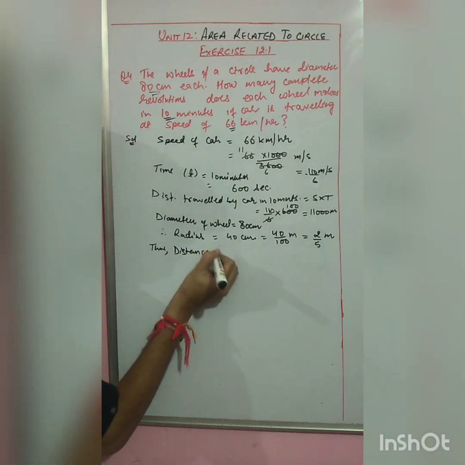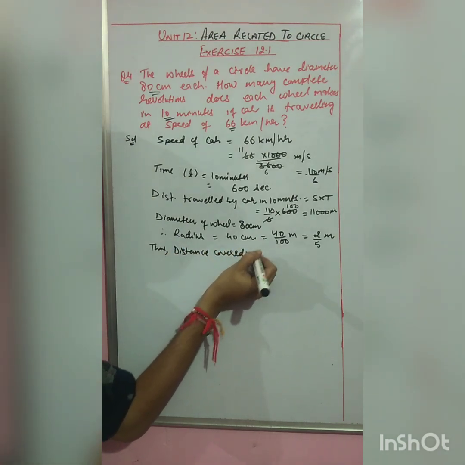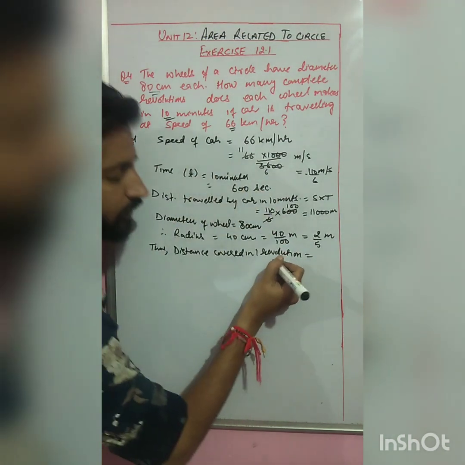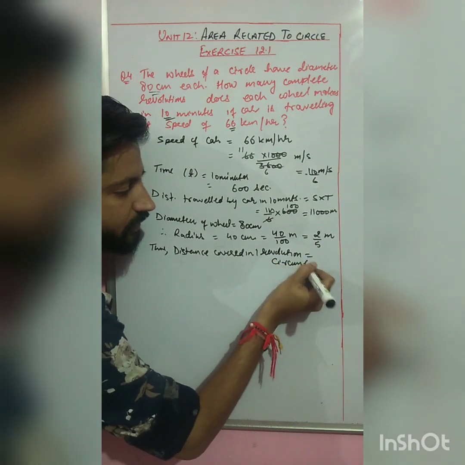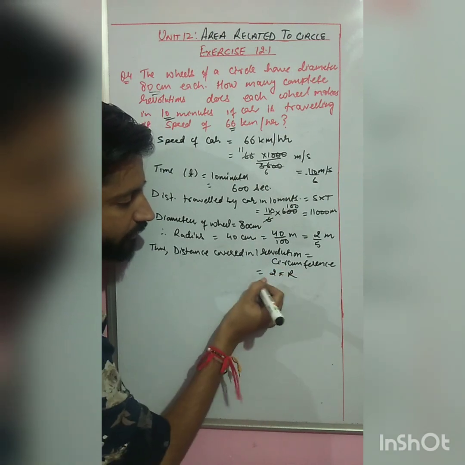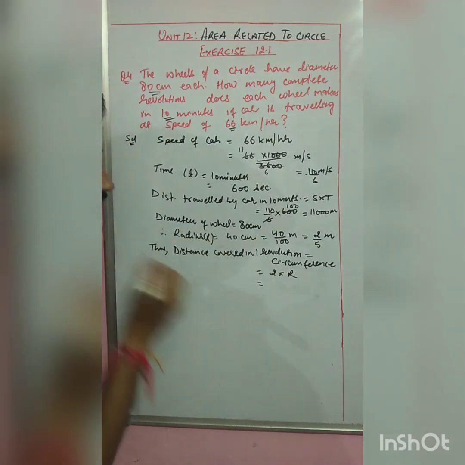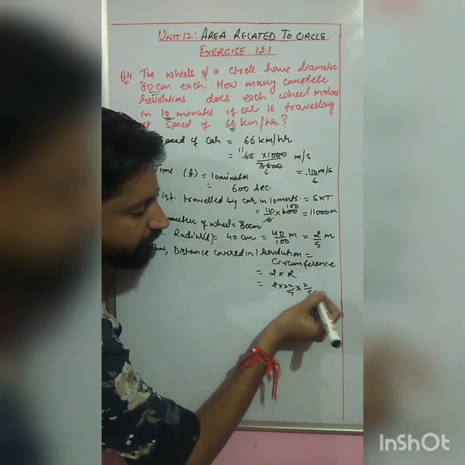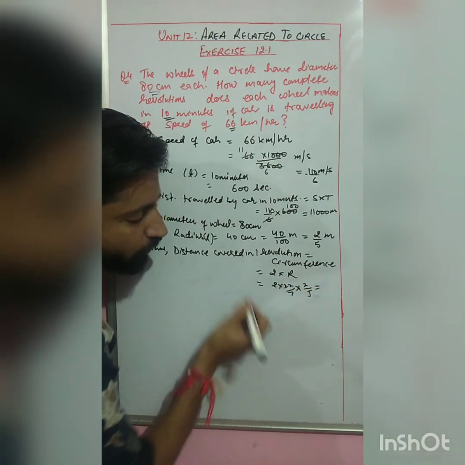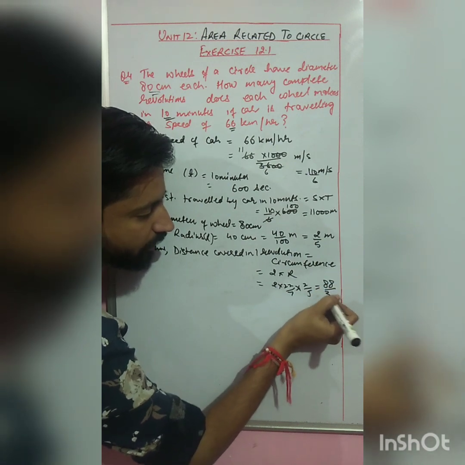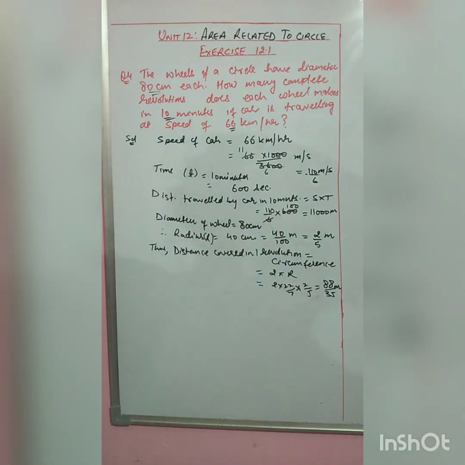Thus, distance covered in one revolution, which is equal to circumference of wheel, that is 2 pi R, if the radius is capital R. So this is 2 into 22 by 7 into 2 upon 5. When we solve it, we will get 2 into 4, 44 into 2, it's 88 upon 35 meter. So this is the distance covered in one revolution.